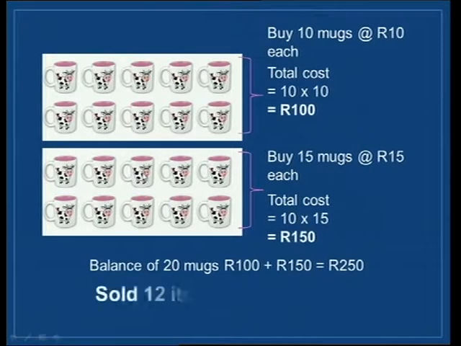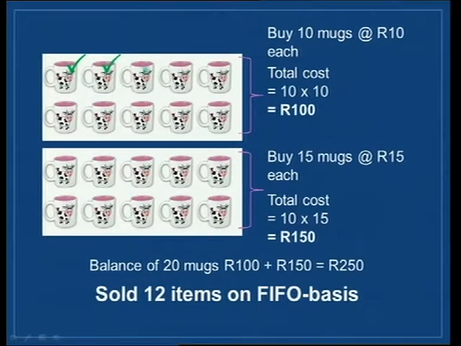Now let's say we sell 12 of these mugs. When we use the first in, first out method, which of those mugs will be sold first? We make the assumption that we're going to sell the mugs that we purchased first. We're going to sell them first. So that means those 10 mugs, they're going to go first. Stock purchased first, okay? But how many did we sell? We sold 12. So of the 15 rand mugs, we're also going to sell two of those. Do you see? Okay, so that's, I think, a very good illustration to see how first in, first out works.